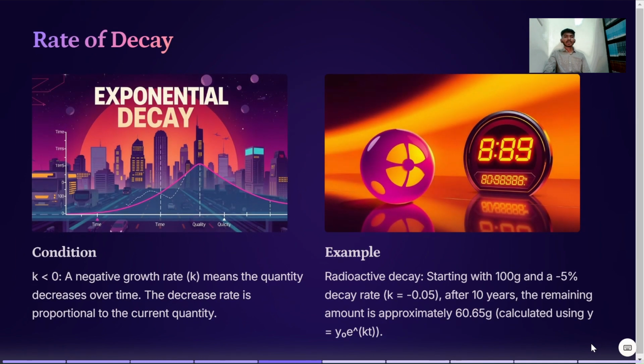Now, rate of decay. Let us look at decay, where examples are radioactive decay or cooling of hot objects. Take a radioactive material with a half-life of 10 years. Using the same formula, we can find how much is left after some time. The graph will show a steep drop, getting smaller and smaller as time goes on. It is amazing how math can describe this so accurately.